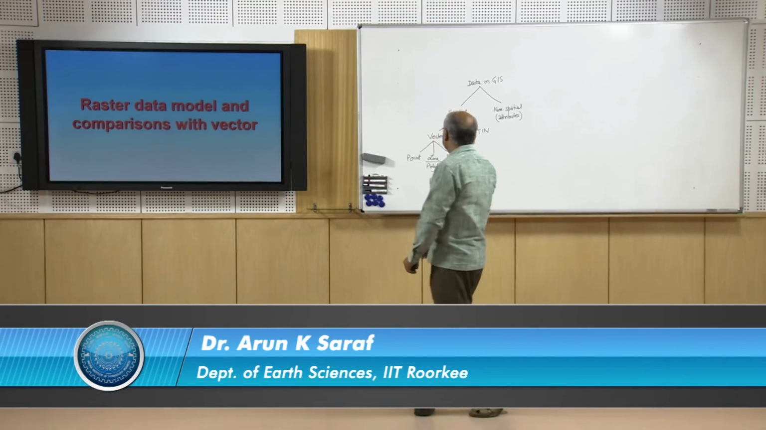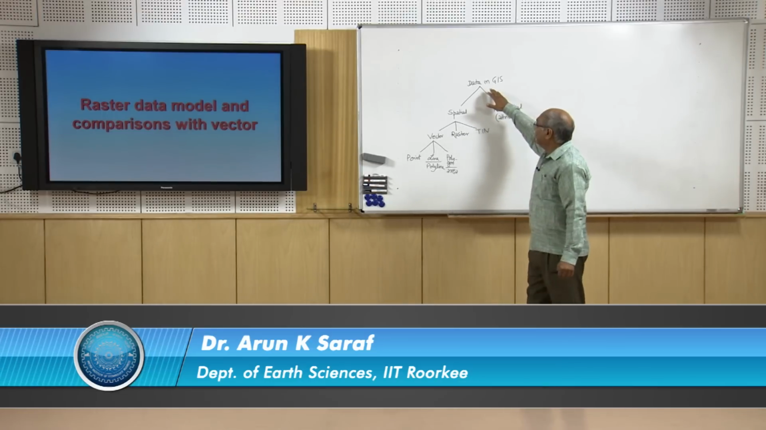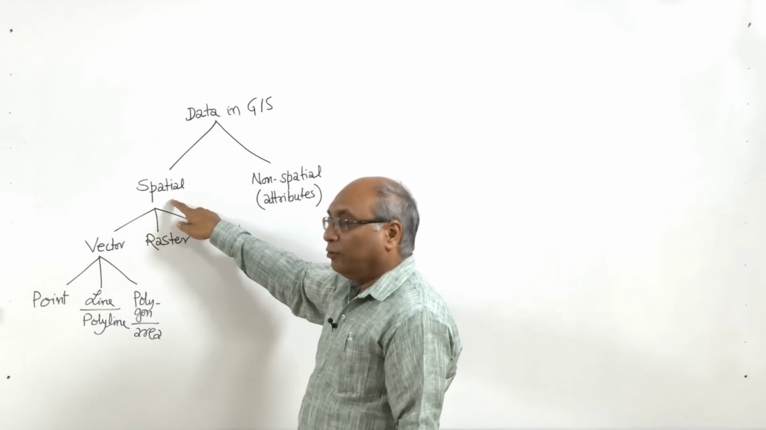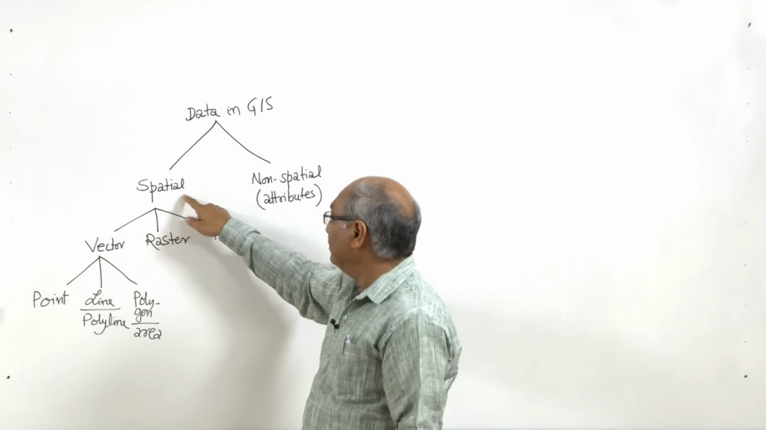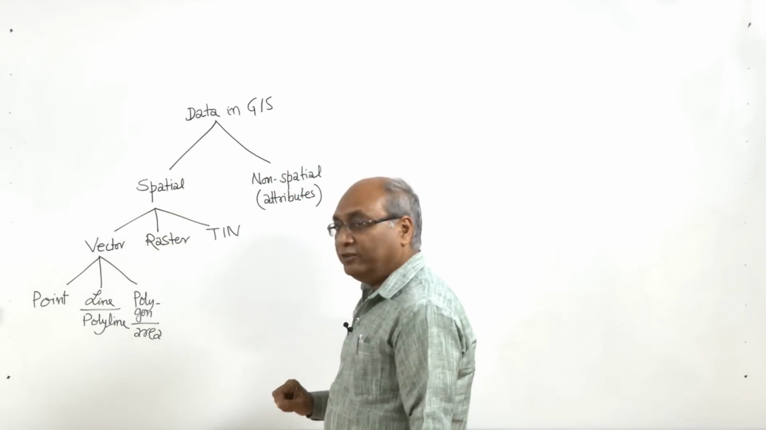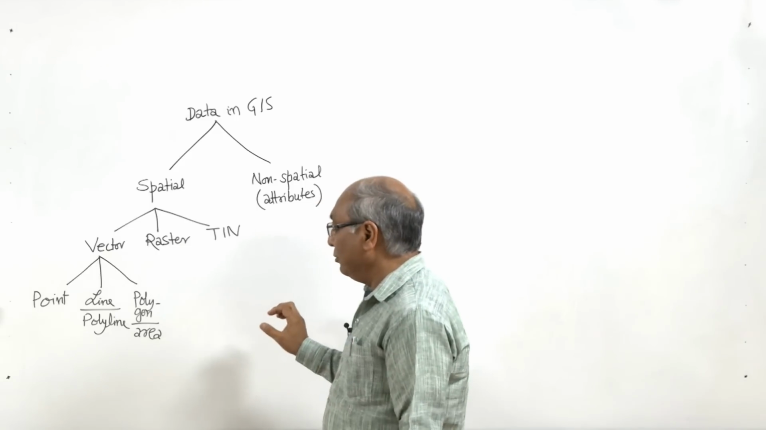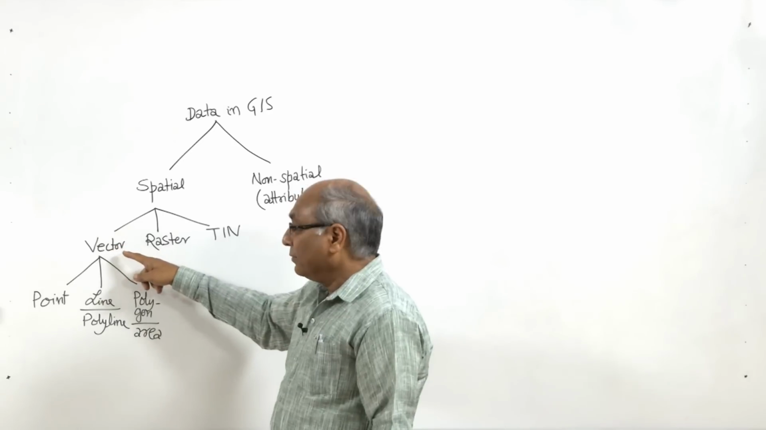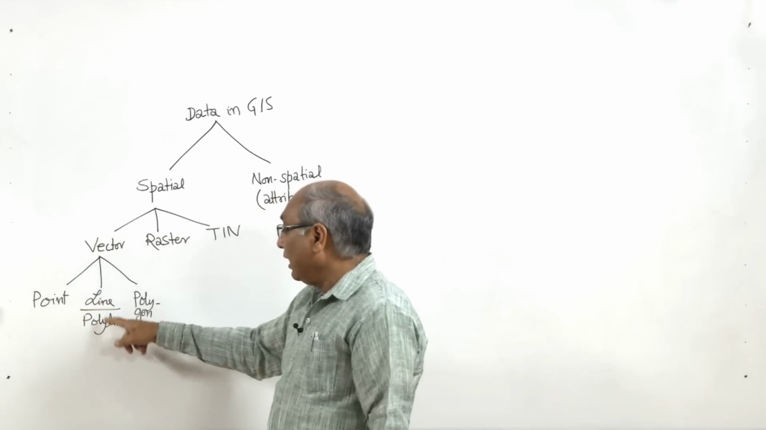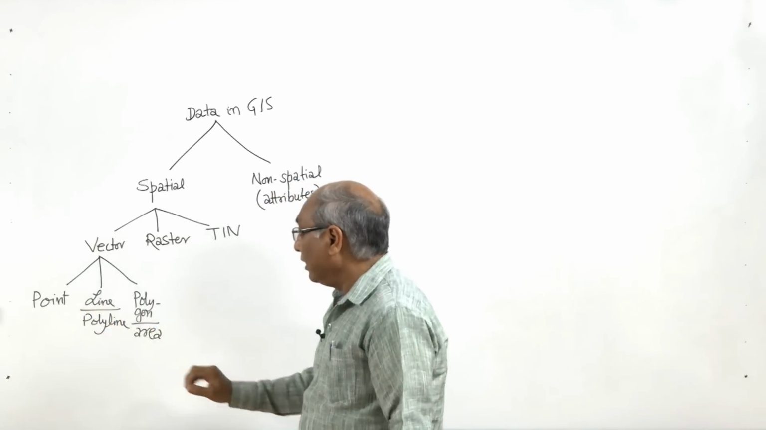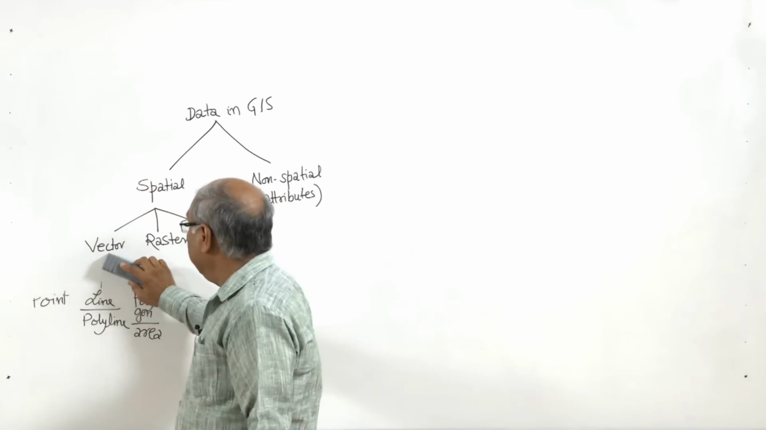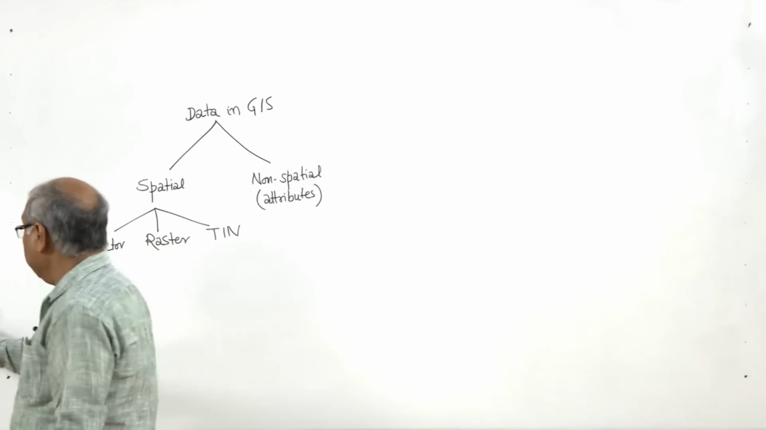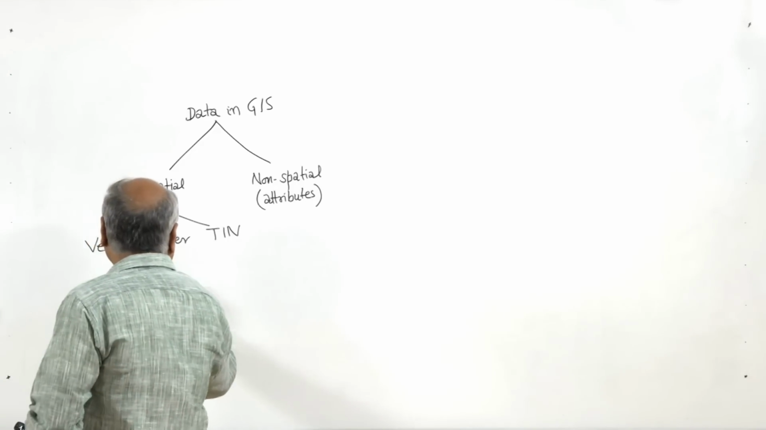In the previous lecture I discussed different types of vector data. If you recall, I mentioned that data in GIS can be divided into two major types: spatial data and non-spatial data, which we also call attribute data. Then we discussed different types of vector data: point data, line or polyline data, and polygon data.